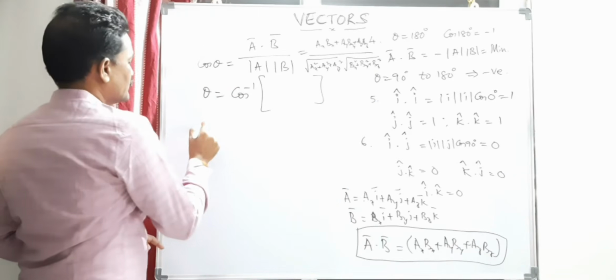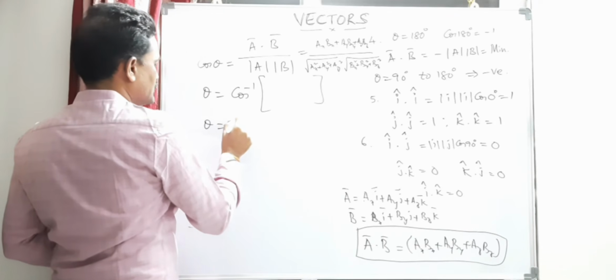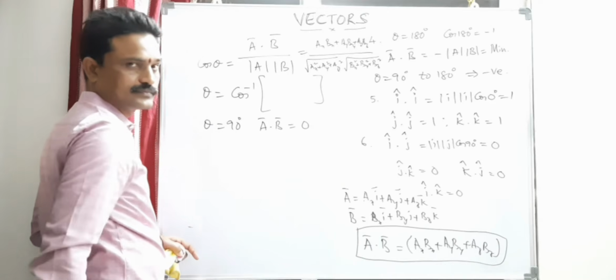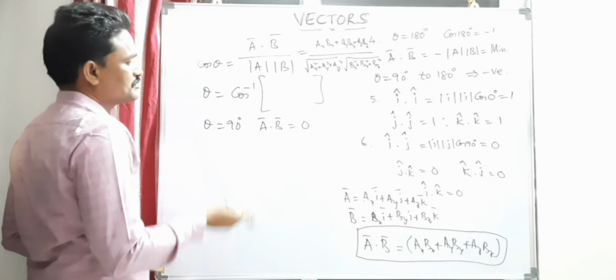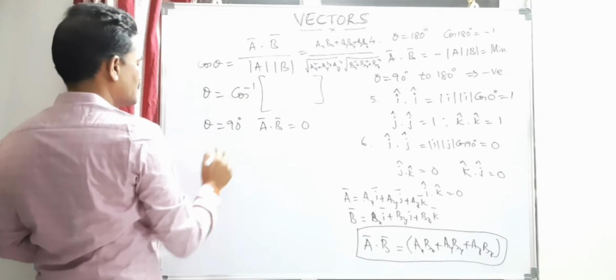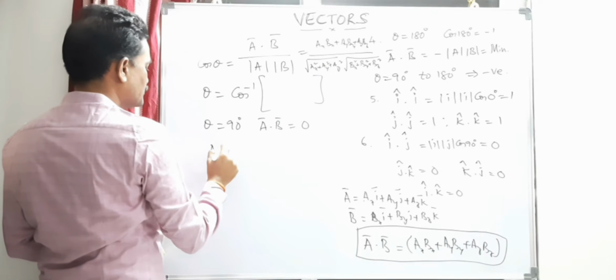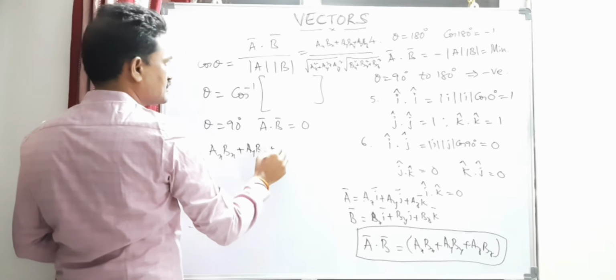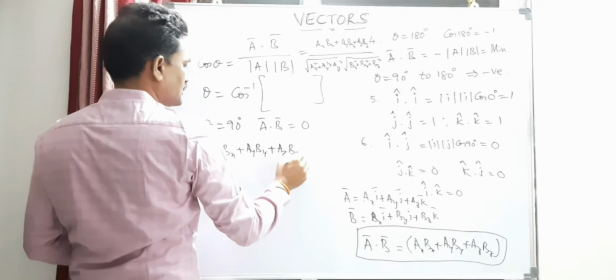It is very clear that when theta is equal to 90 degrees, we wrote A dot B is equal to 0. If it is given that two vectors are perpendicular, directly you can write this whole becomes 0. You can write AX BX plus AY BY plus AZ BZ is equal to 0.